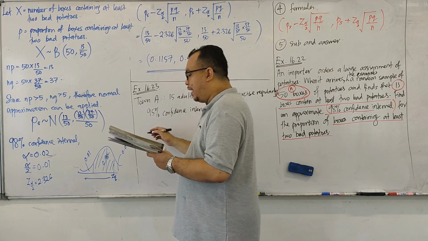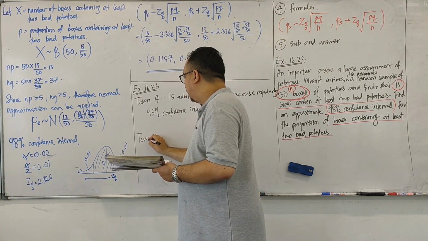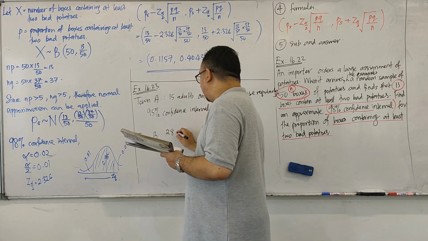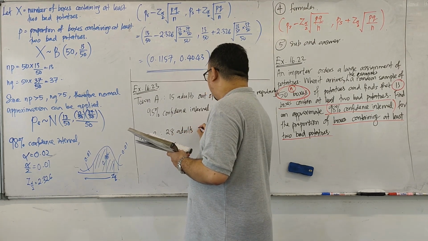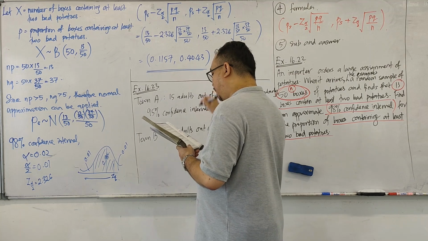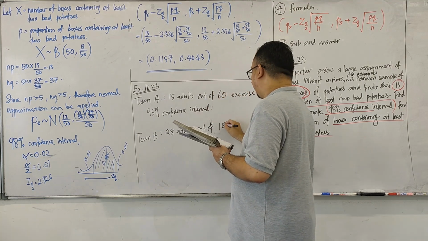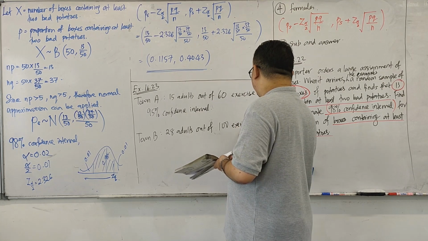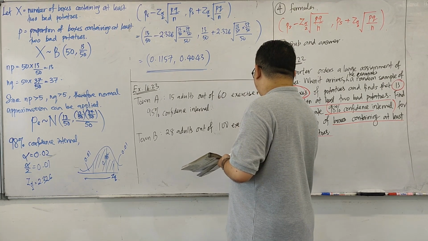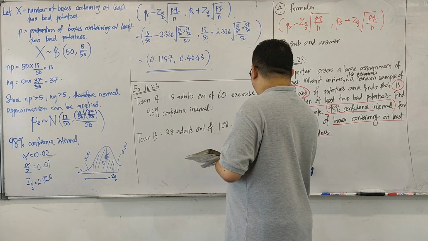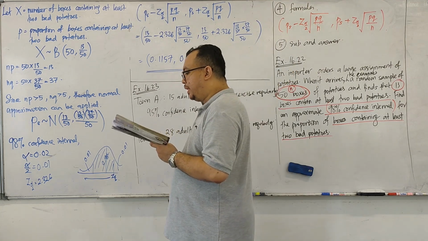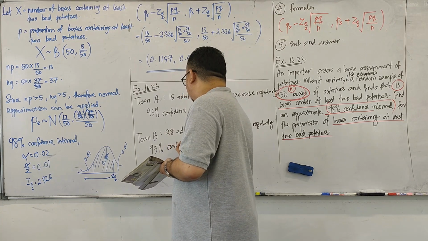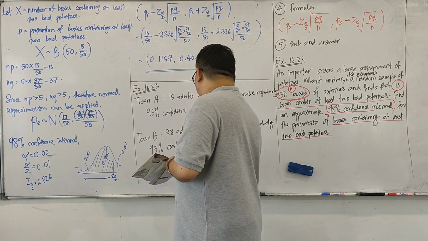Okay, let's look at town B. Town B, 28 adults out of 100 exercise regularly. So this one we also require to find the 95% confidence interval.